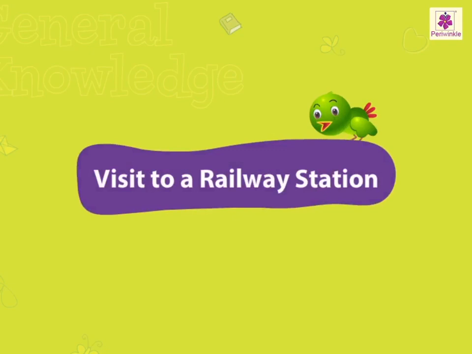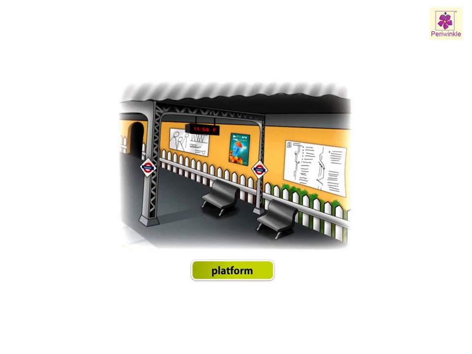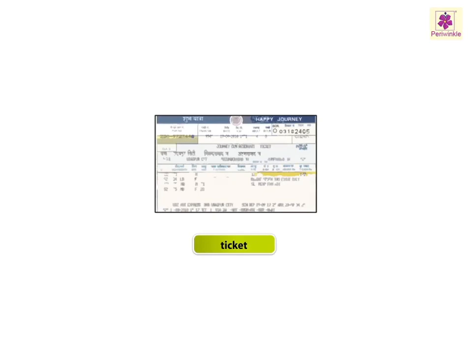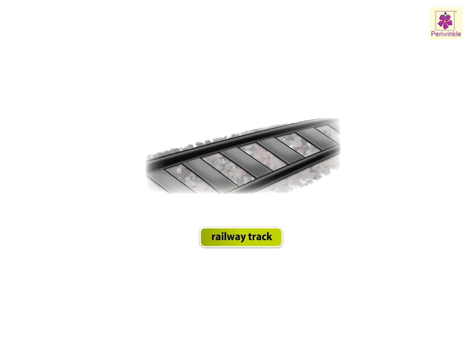Visit to a railway station. Let's take a look at the things we can see in a railway station. Platform. Ticket. Reservation charts. Porter. Luggage. Railway track. Train.